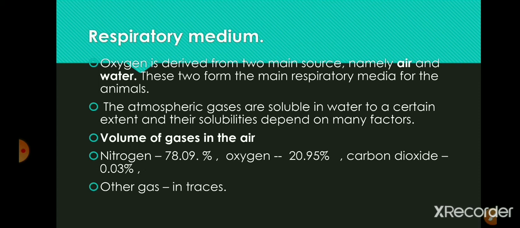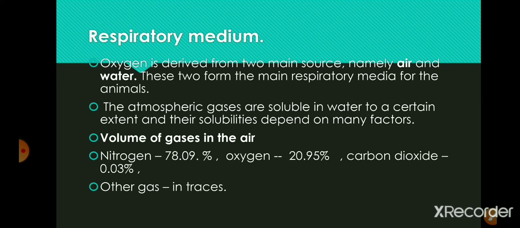The volume of gases in air is different for each gas. For example, the nitrogen content of the air is 78.09%, oxygen is 20.95%, carbon dioxide is 0.03%, and other gases are in very trace amounts.